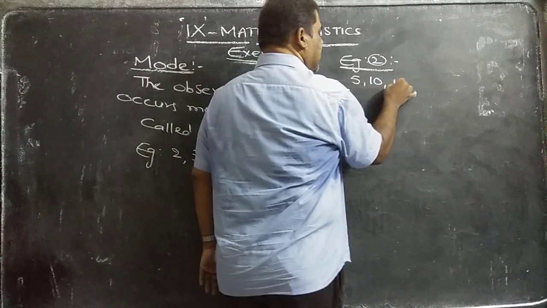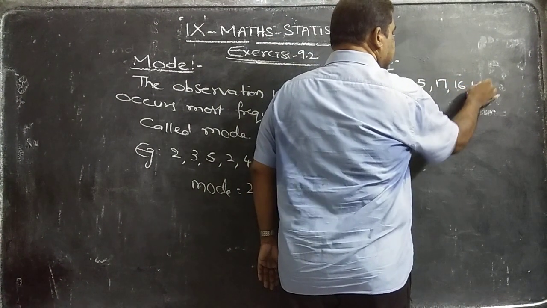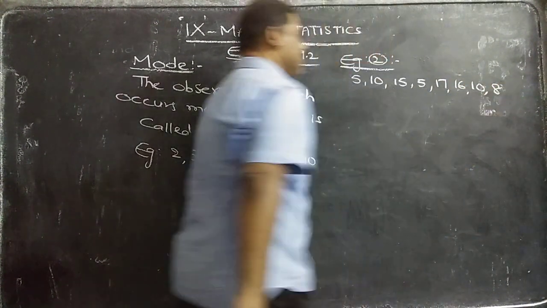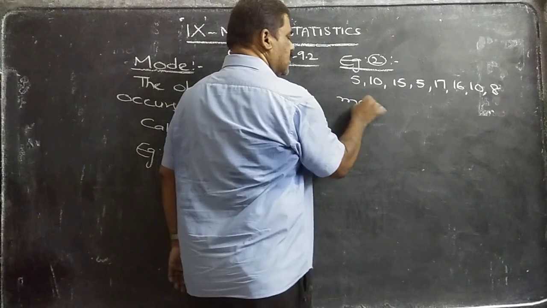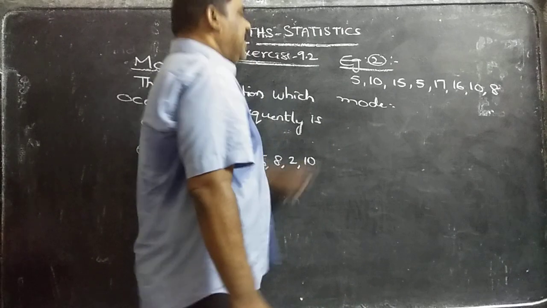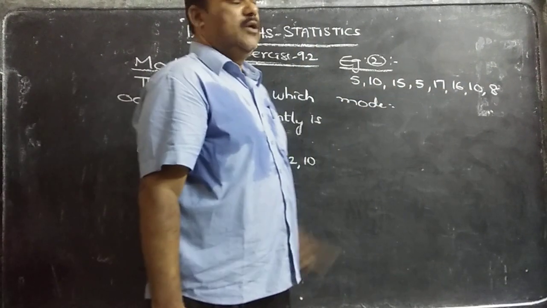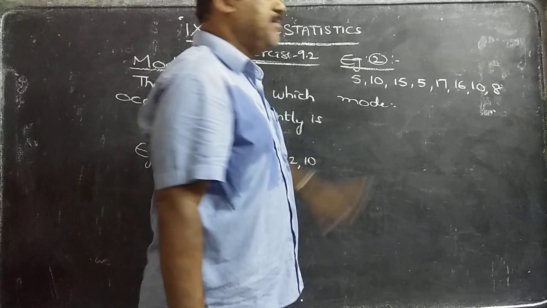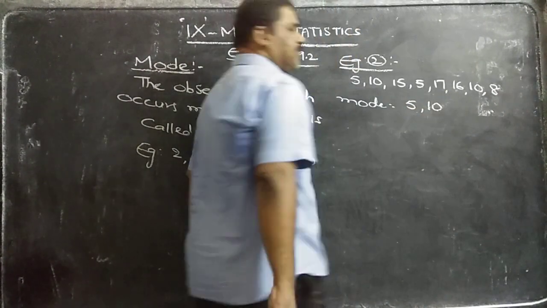Five, 10, 15, 5, 17, 16, 10, 8. Here 5 is occurring 2 times, 10 is also occurring 2 times. Two numbers are occurring the same number of times. So mode is equal to 5 and 10.